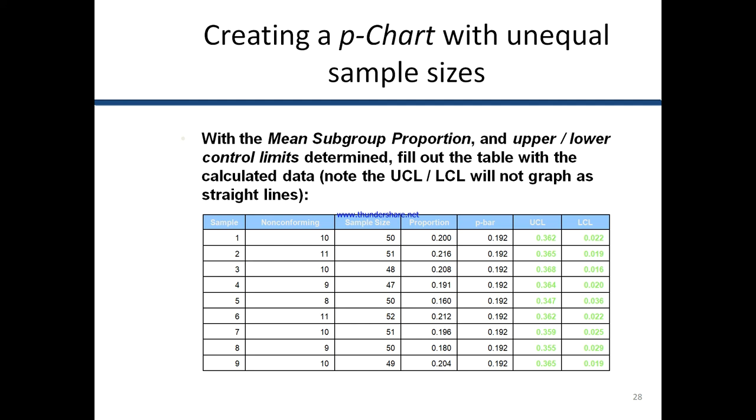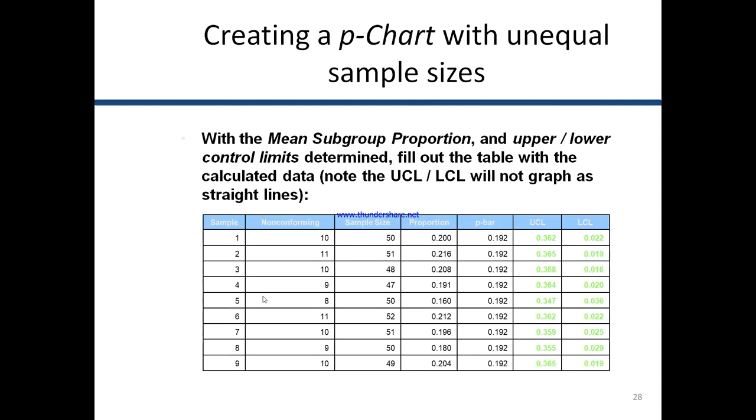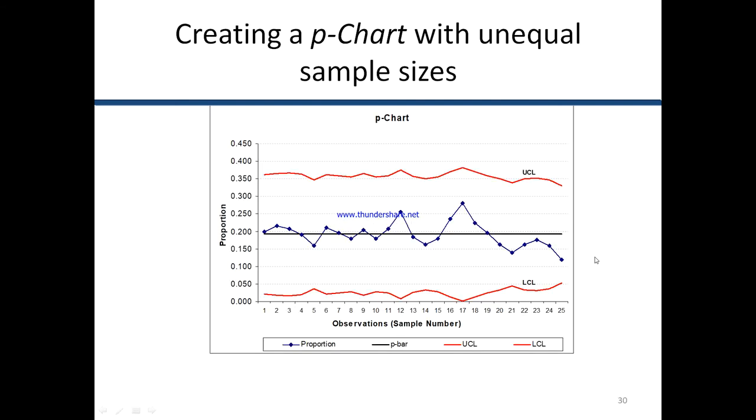So that would not be a straight line. It looks like this. For example, for the first data point, if you look at the lower control limit, it's 0.022, and the second one 0.019.